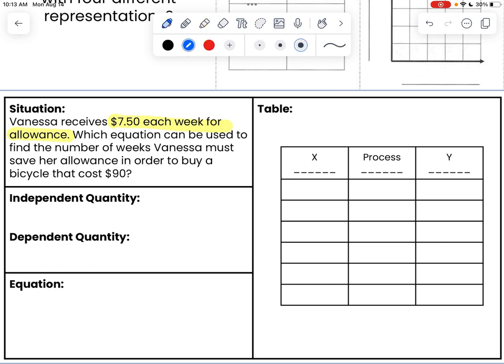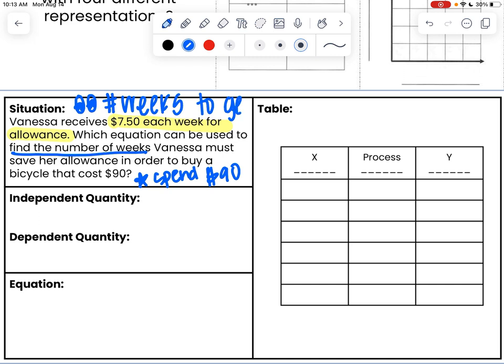And it says, which equation can be used to find the number of weeks Vanessa must save her allowance in order to buy a bicycle that costs $90. I'm going to make a little star right here. She wants to spend $90, and in order to spend $90, she has to have $90. So we want to know the number of weeks it's going to take her to get $90. So I'm looking for the number of weeks to get $90.